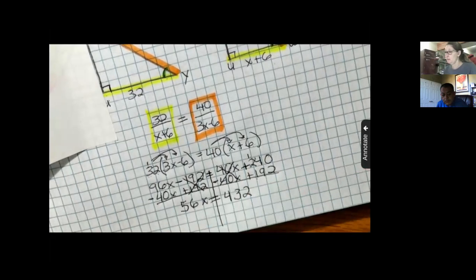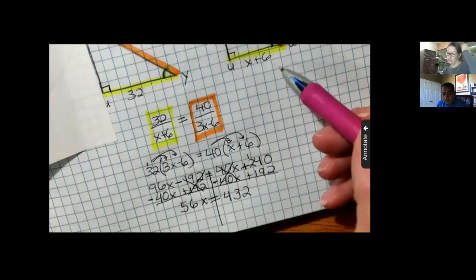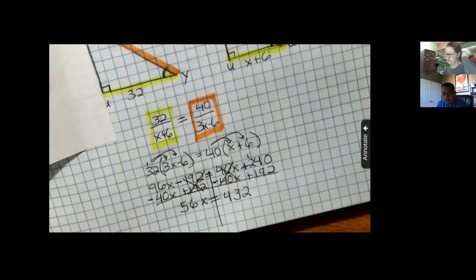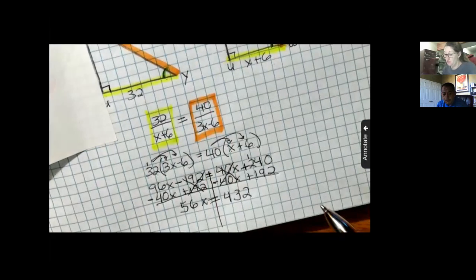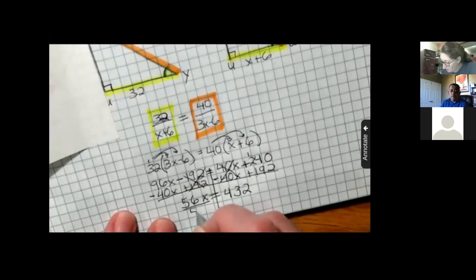Okay. Now, I need to get rid of the 56 because I want the x by itself because I got to plug the x in to get WZ and UZ. So how do I get x by itself? Somebody tell me. How do I get x by itself? This is the 32. Yes. I'm going to divide. Very good.